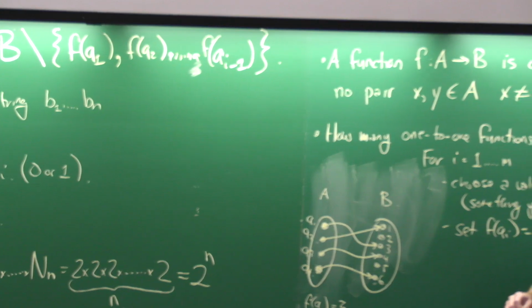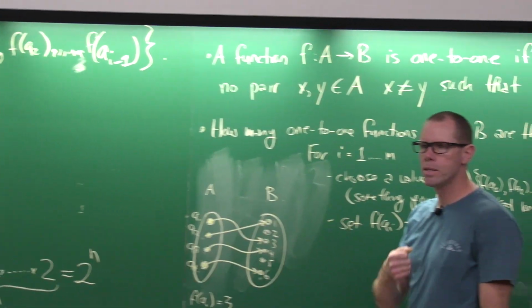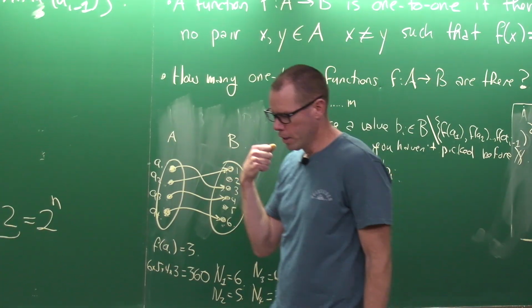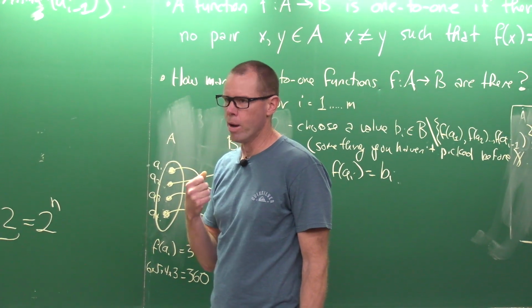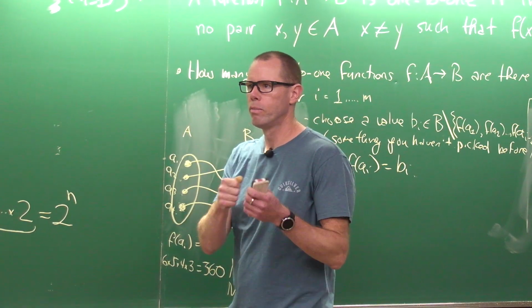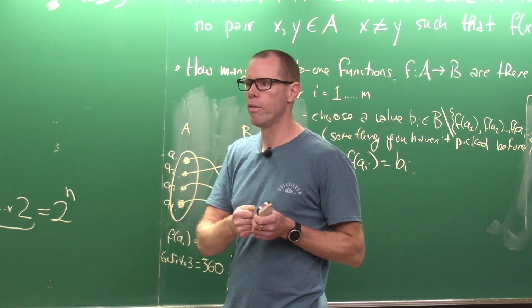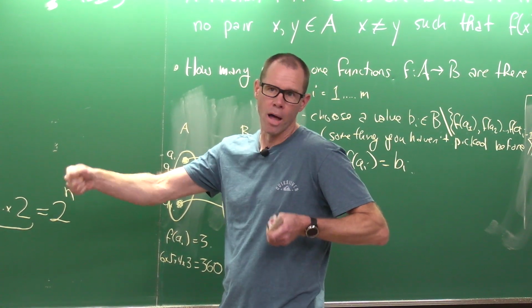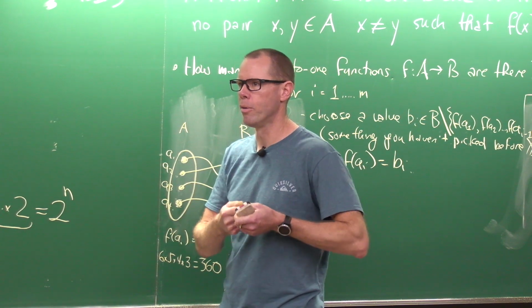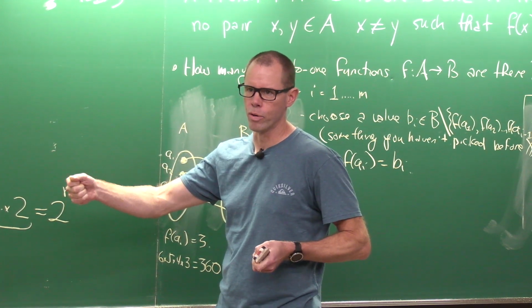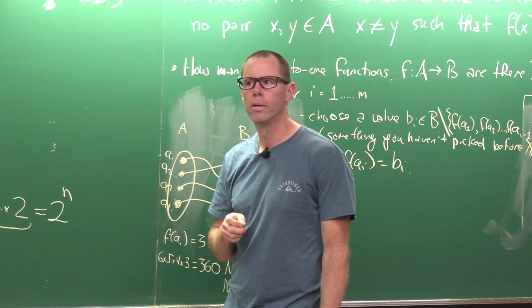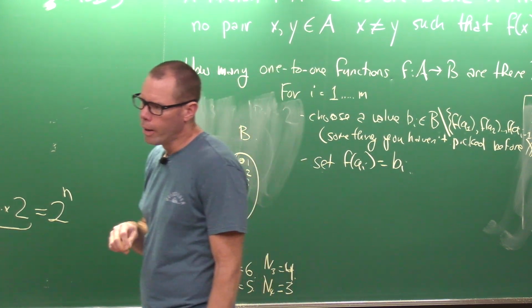Here's a procedure for creating one of these one-to-one functions. For the first element of A, pick something from B. Second element of A, pick something from B that's not the first one you picked. Third element, pick something from B that's not the first two you picked. So it's just a procedure.